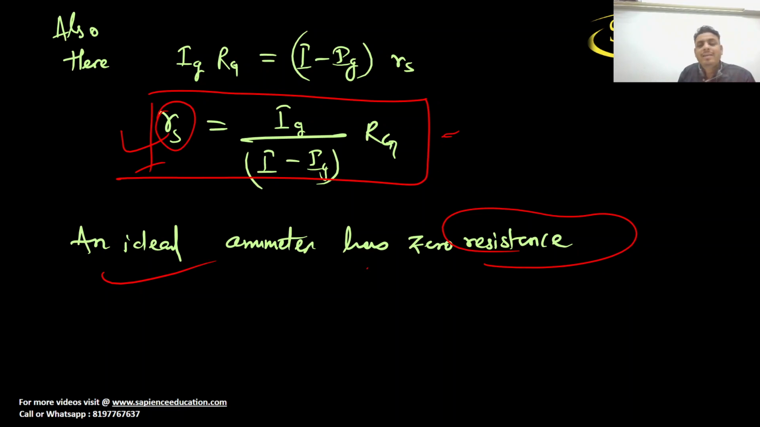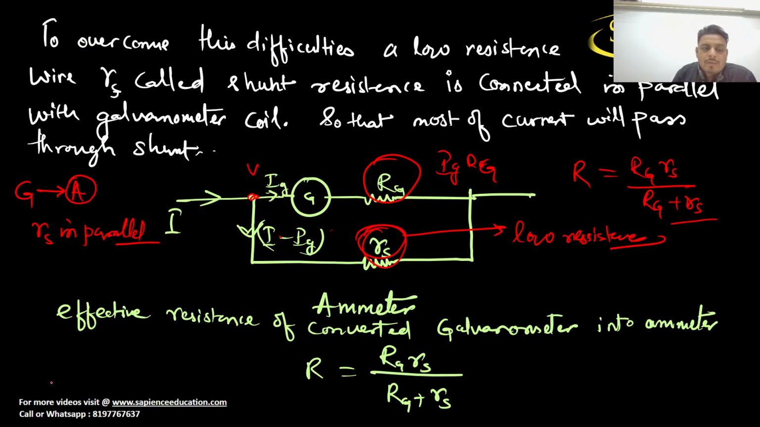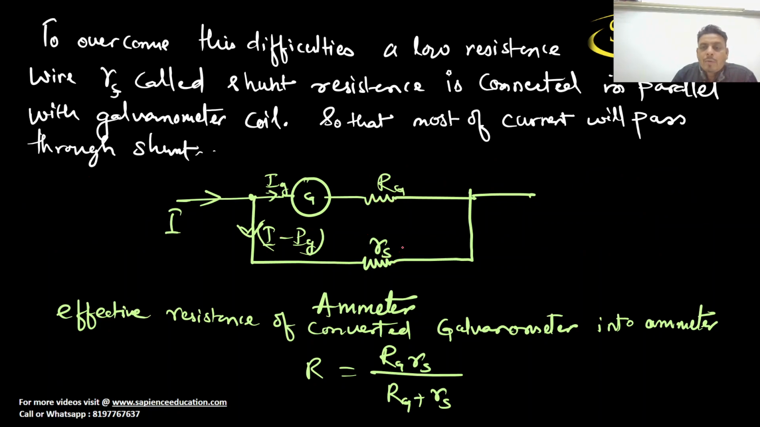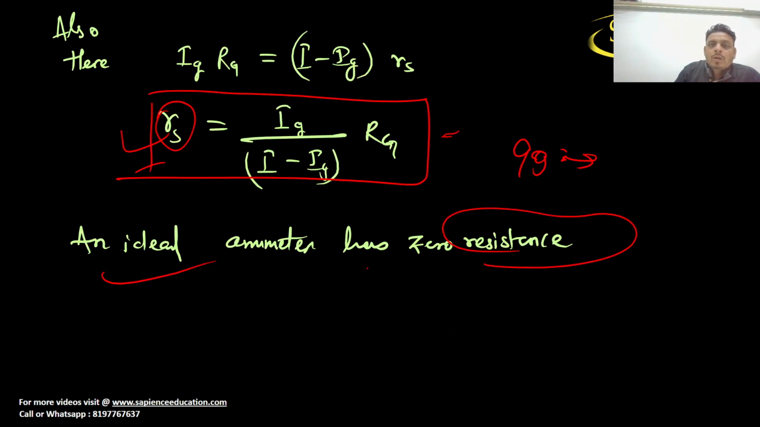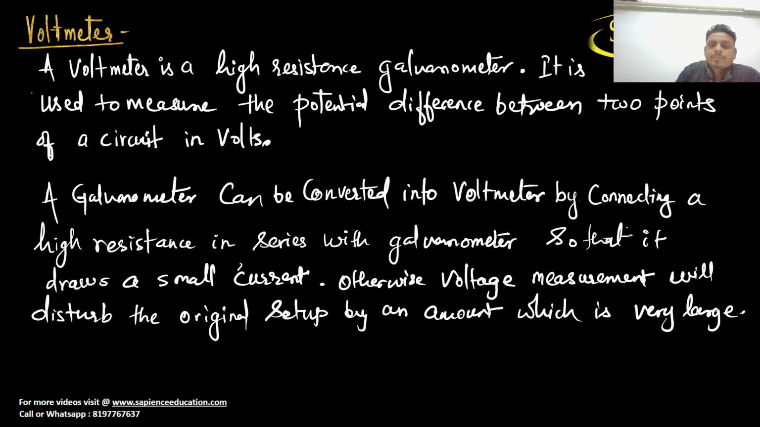So this is an ideal ammeter. If the shunt resistance is approximately zero, then most of the current, 99%, will go through it. Our main motive is to measure the current, right? So without using much current, most of the current will pass through it. So we will be able to measure the amount of current, how many amperes it is. I hope you have understood this.